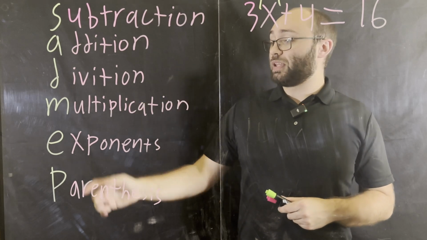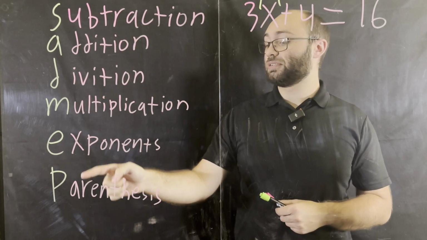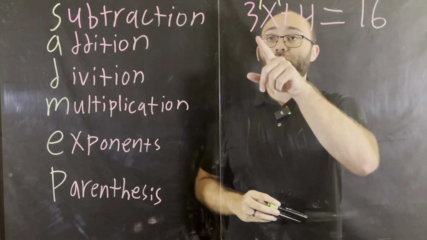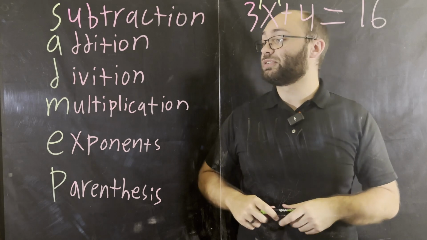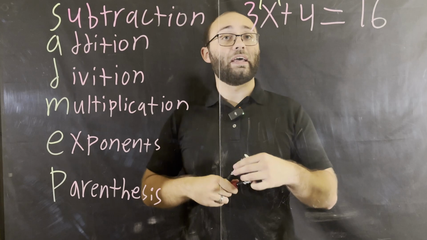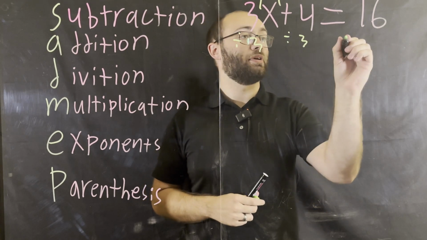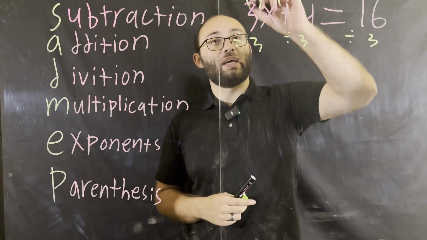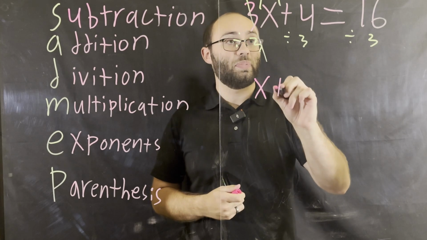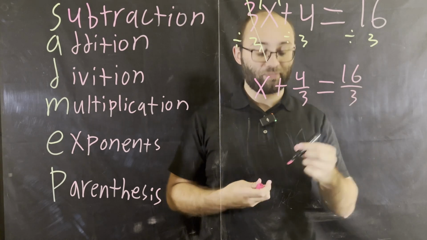If I was to do that, I need to go bottom to top because we flipped it. And we check here, no parentheses, no exponents. Oh, I do have some multiplication though. Right here, I have 3 times x, 3x. So I would like to move that over. To do that, I need to divide everything by 3. So divide this by 3, divide this by 3, divide this by 3. These cancel out, and now I am left with x plus 4/3 is equal to 16/3.